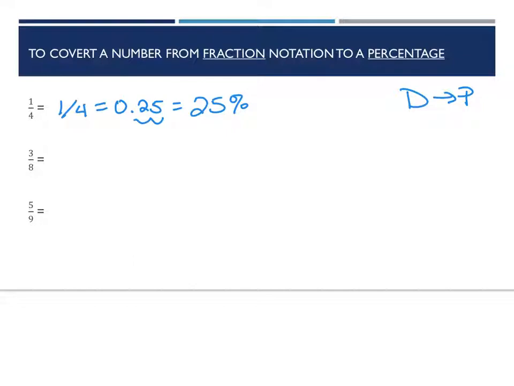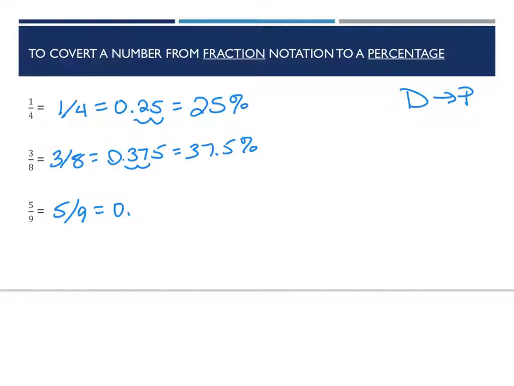Now on my calculator, if I do 3 divided by 8, I get 0.375. Move my decimal point 2 places, and I get 37.5%. And when I do 5 divided by 9, that one's a bear. I get 0 with a whole bunch of 5s.